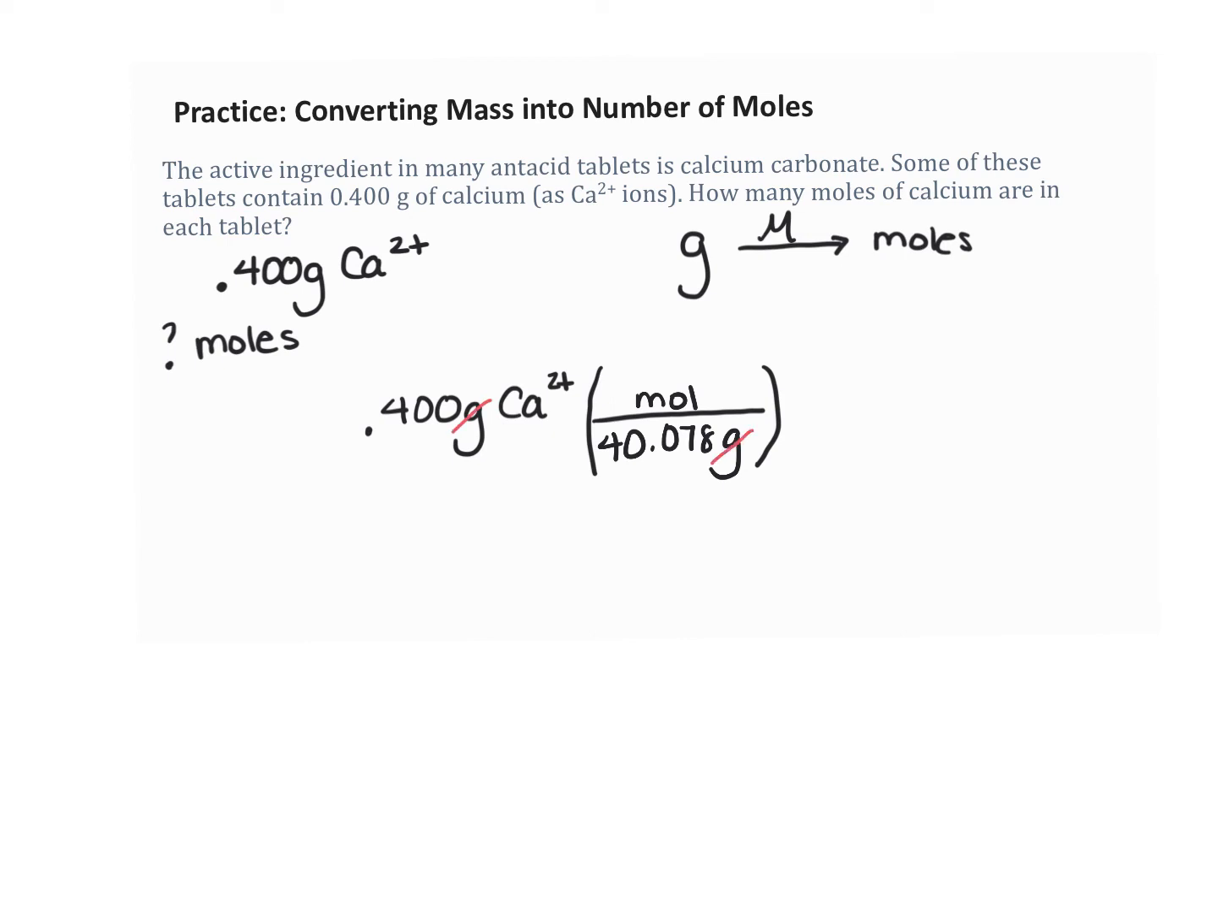by 40. You're going to see your grams cancel out there and you're left with moles, which is what we're looking for. And we had 3 significant figures starting, so 0.00998 moles of calcium 2 plus. We should also have 3 significant figures in our answer. So we had 3 significant figures here, and now we have 3 significant figures here. So there's our answer.